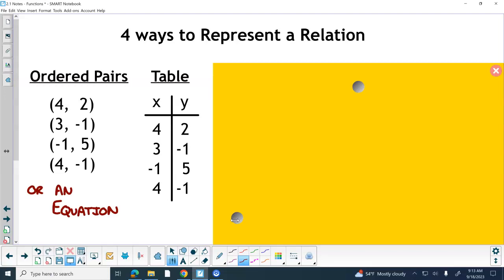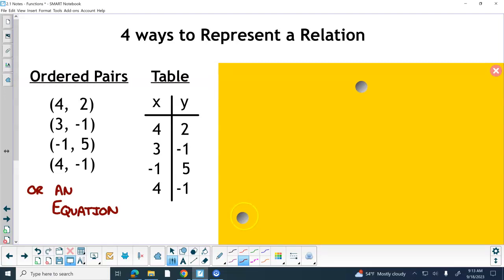Okay. Same again. So in the table, 4 is paired with 2. That would be the point (4, 2). 3 is paired with -1. That's the point (3, -1), and so on and so forth. So we have all of that.